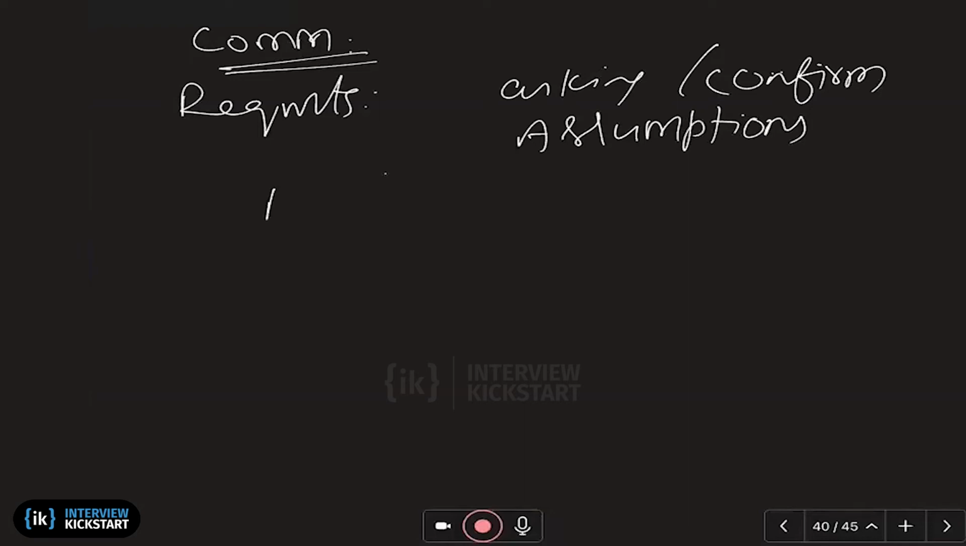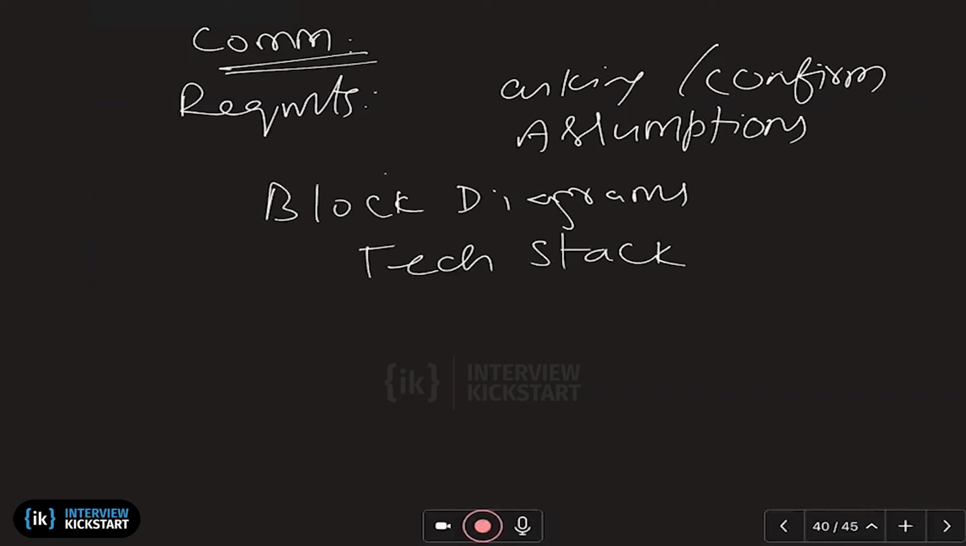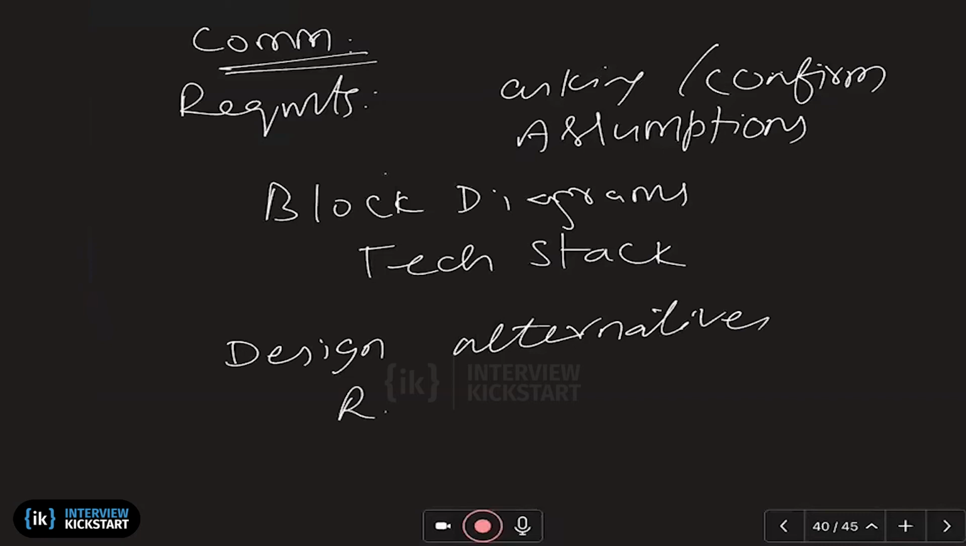And then, of course, design-wise, block diagrams or any other diagrams, context diagrams, tech stack. Are you able to communicate what is the tech stack you are using and how they are providing different services? And most importantly, design alternatives, if you can think of, and then the rationale for choosing one choice.